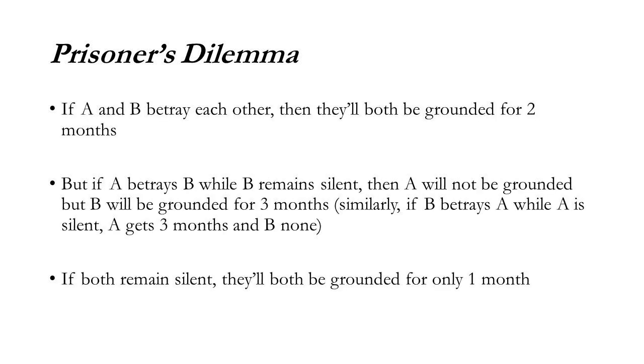If A and B betray each other, then they'll both be grounded for 2 months. But if A betrays B while B remains silent, then A will not be grounded, but B will be grounded for 3 months, and similarly for B. But if both remain silent, they'll both be grounded for only a month.